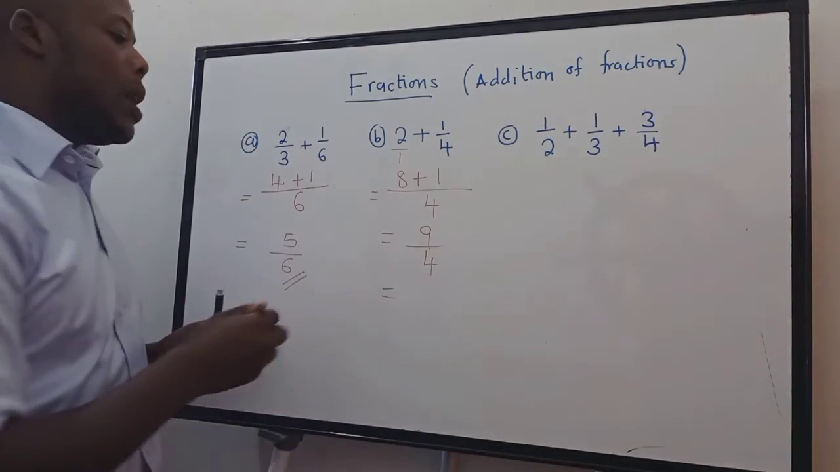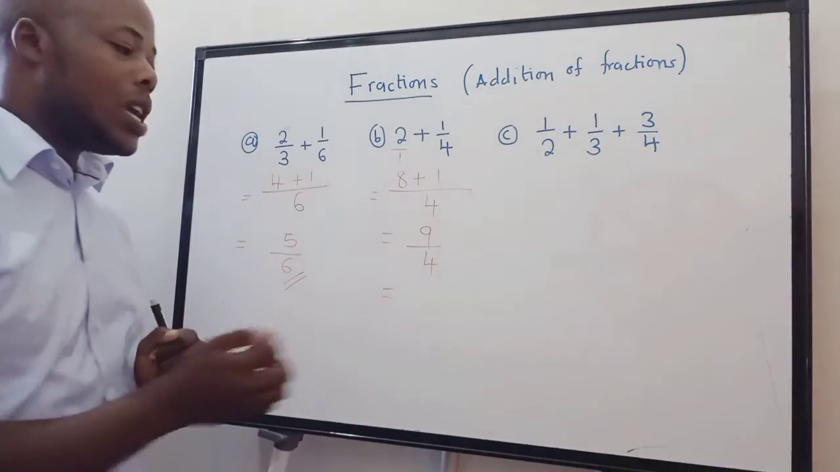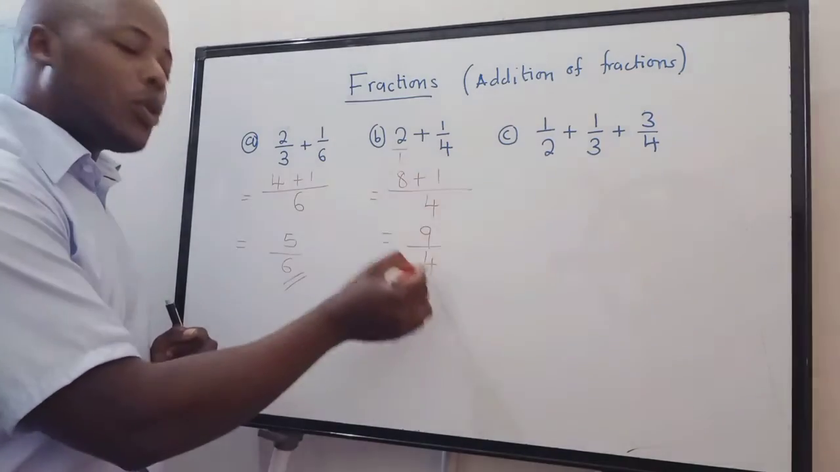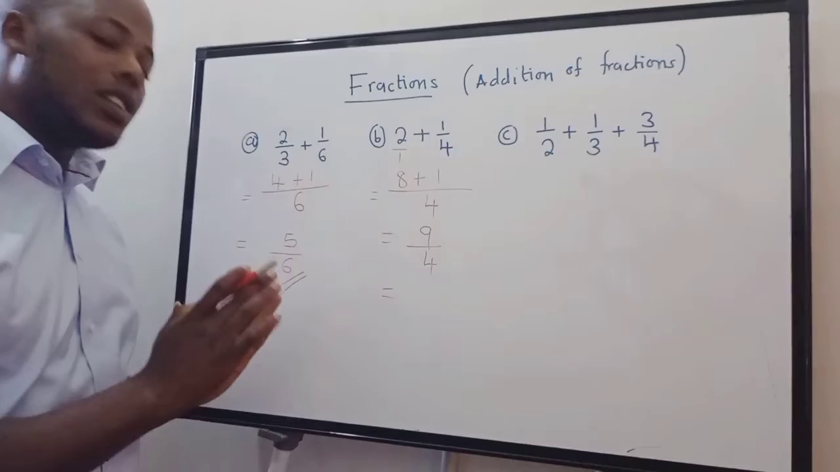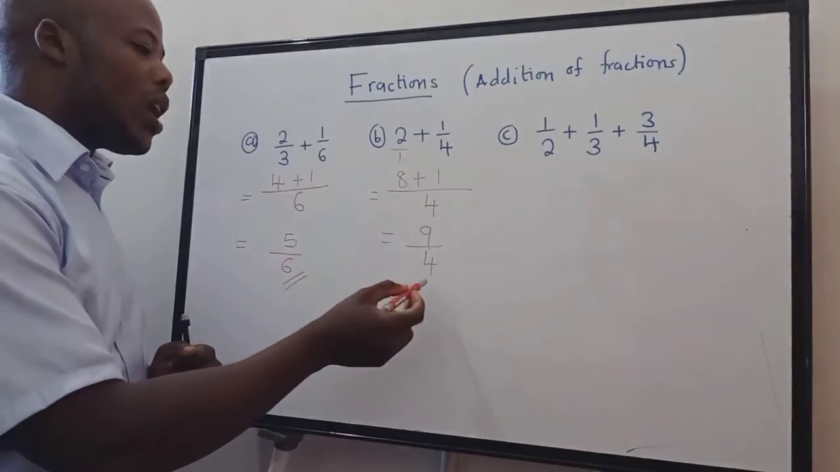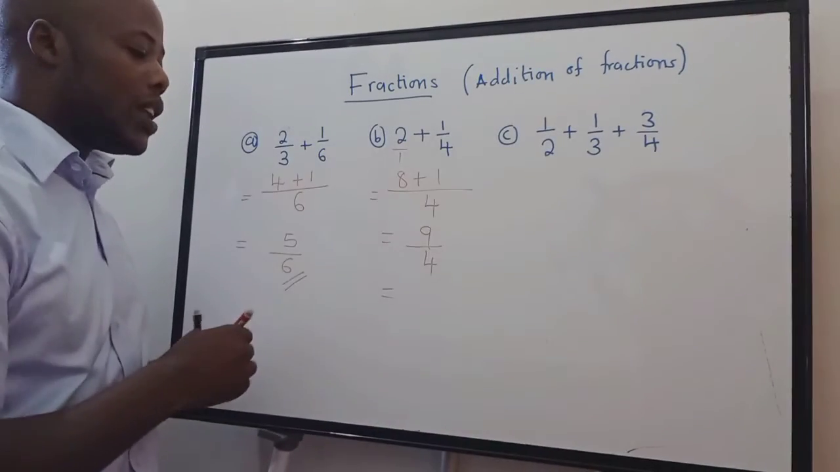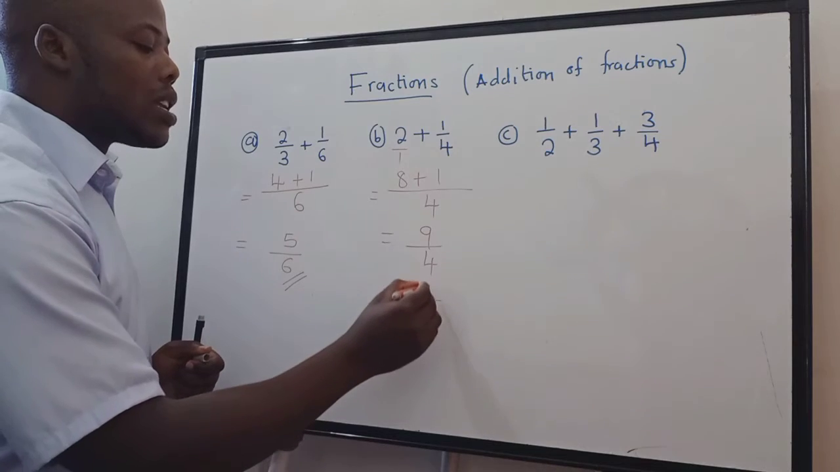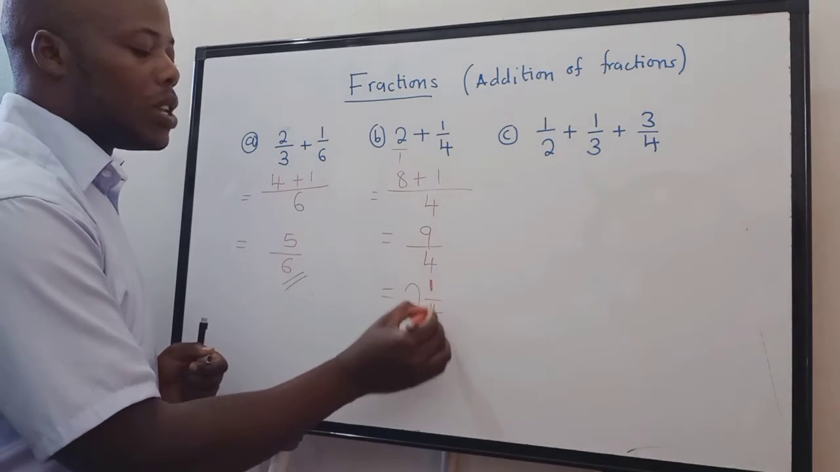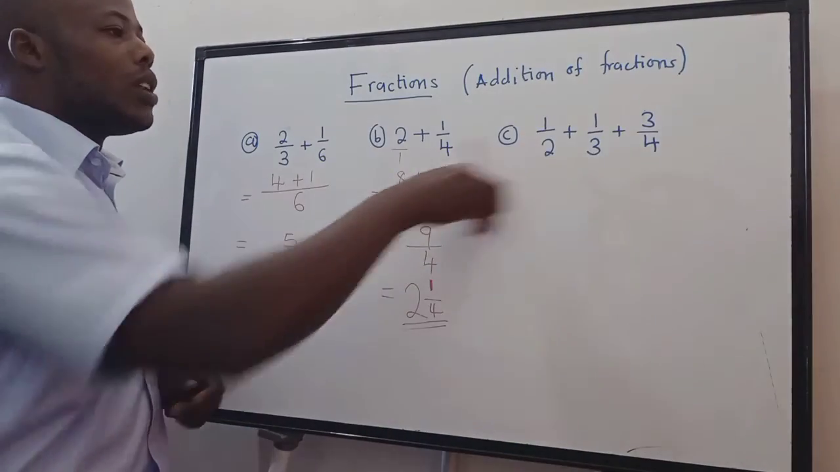So here we check. Can we say this is our final answer? Not really. Why? Because this fraction is improper. So we have to change this into a mixed number. So how do we change? We're going to say how many times can 4 go into 9? It's 2 times. Remainder, we put our remainder right here, 1, and we bring back the denominator like that. So this is what we do. We go to the next one.